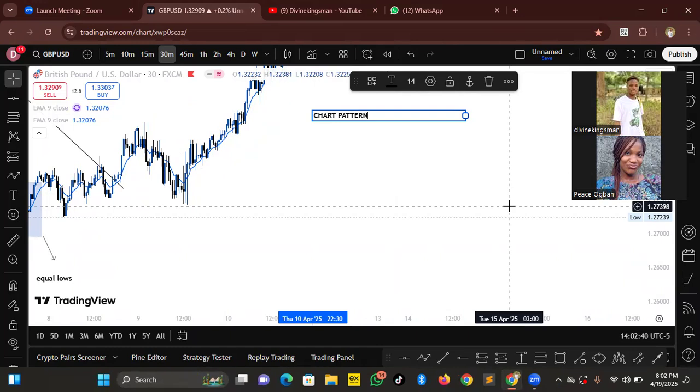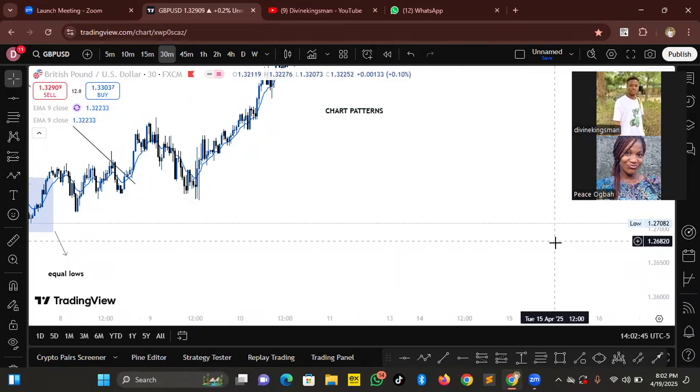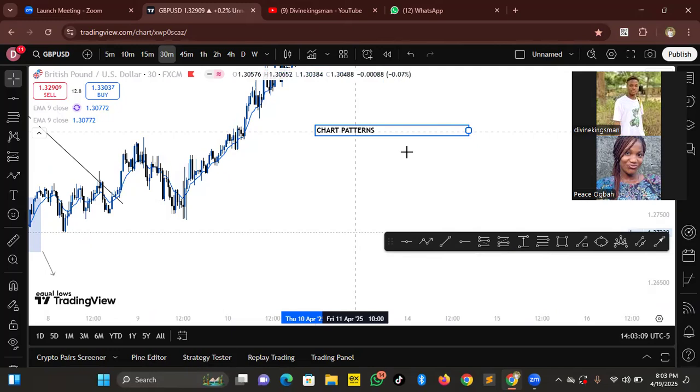So the first class we talked about candlestick formation, and then in the second class we talked about candlestick patterns. Same with the third class and the fourth class. So now is the fifth class, and today we'll be talking about chart patterns in this class. So we'll bring this here.